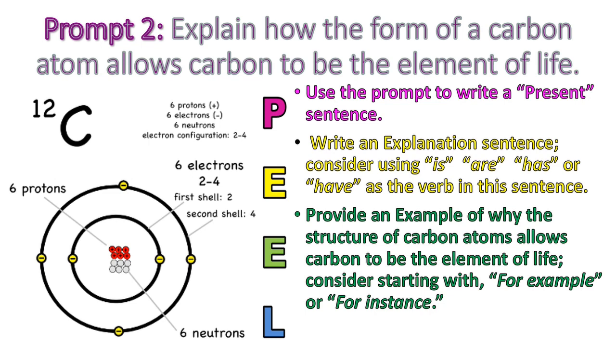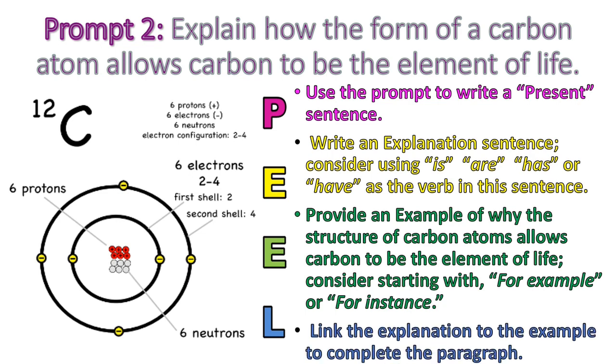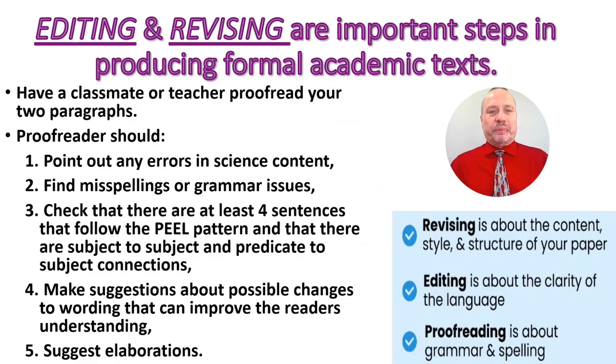Sentence 3, provide an example of why the structure of a carbon atom allows carbon to be the element of life. Consider starting this sentence with for example or for instance. Link them all together. Now when you've written those 2 paragraphs on side 1, you'll exchange your paper with someone and they will read your paper and they will edit and give you advice for revising. You can have a classmate or a teacher or your folks or your brothers and sisters proofread your paper for you. This step changes informal writing into formal academic writing.